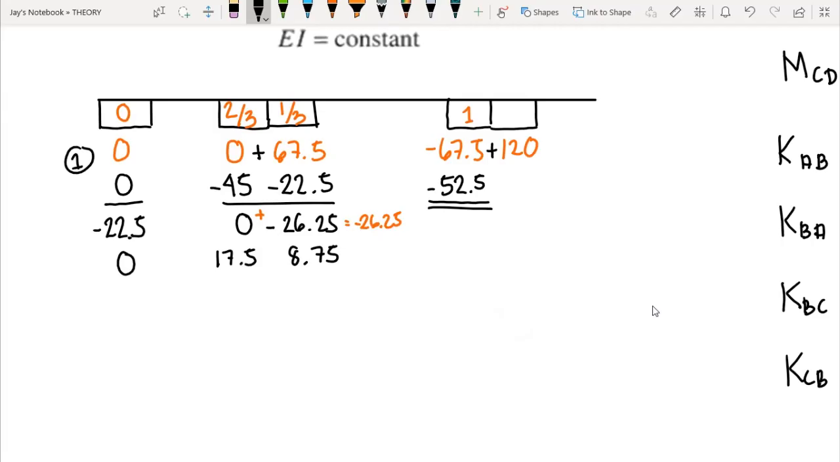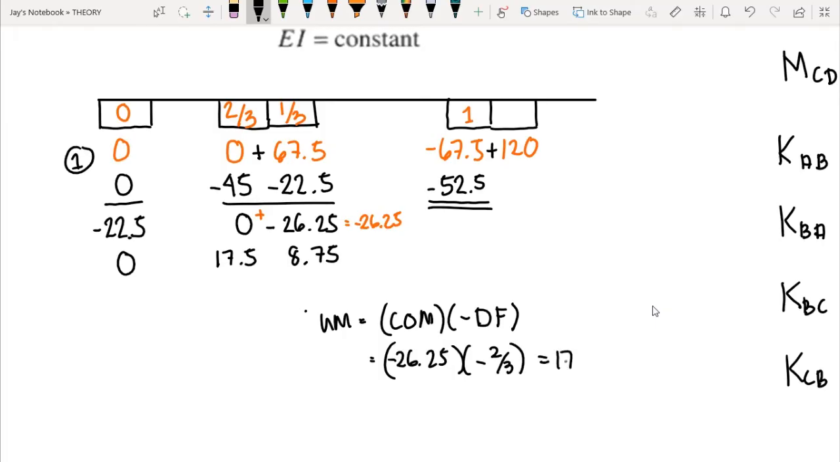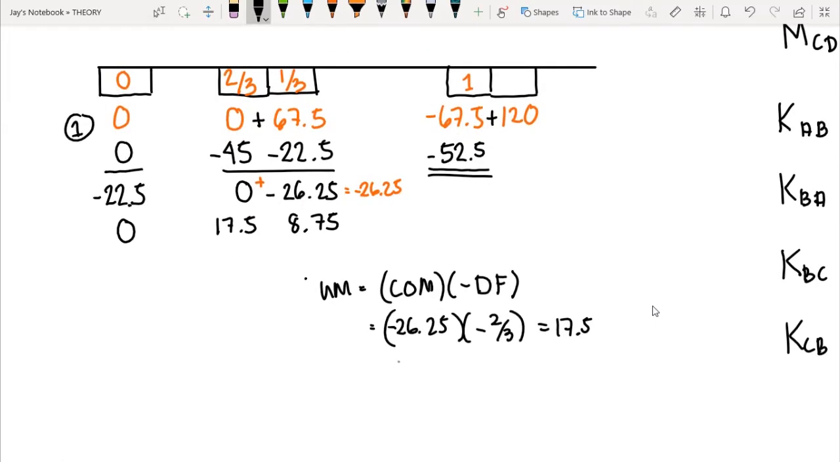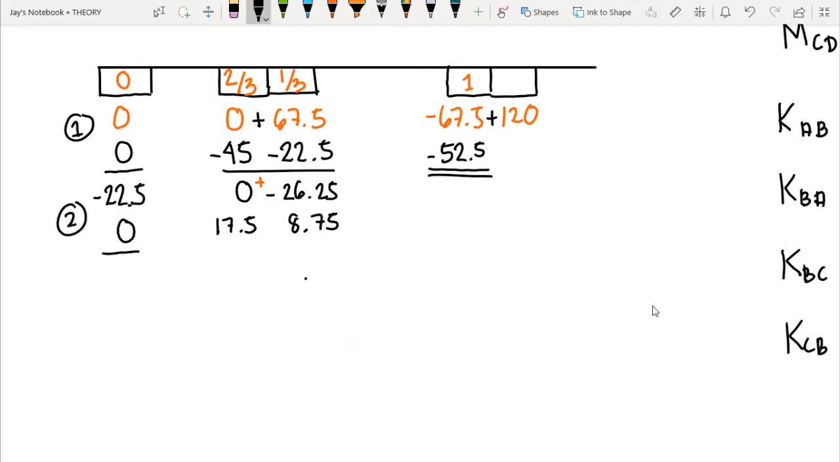Okay? So again, to compute for the unbalanced moment, we multiply the carryover moment times the negative distribution factor. So we have the carryover moment sum, negative 26.25 times negative 2/3. That is 17.5. But on the other side, we have negative 26.25 times negative 1/3. That would give us 8.75. So this is our second cycle.